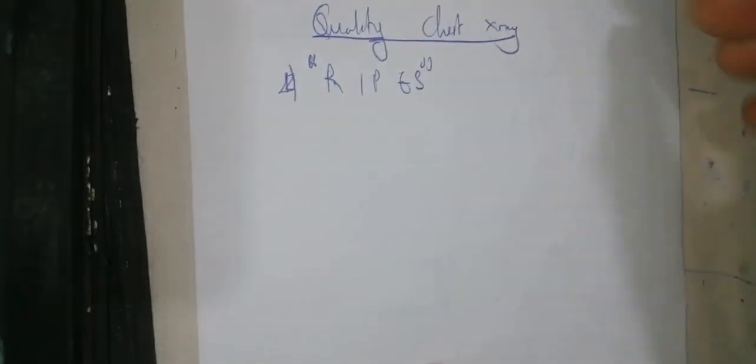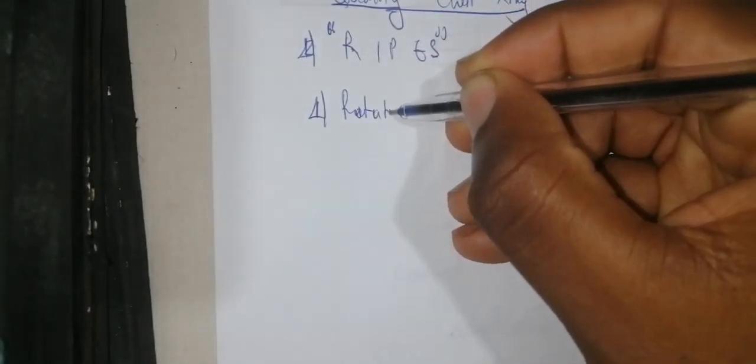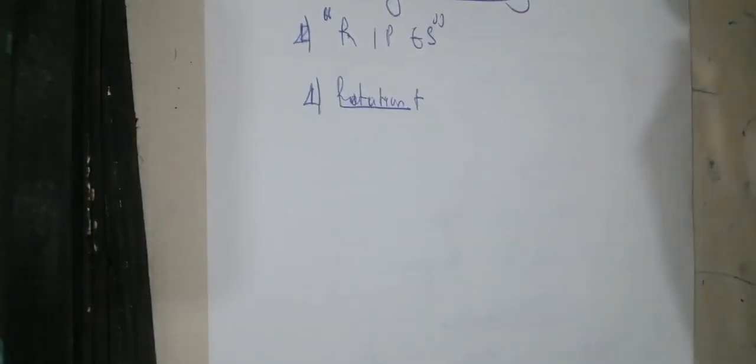Use the RIBES mnemonic. Now, for the RIBES mnemonic, those are the elements. The first element that you have on the RIBES mnemonic is rotation. Is it clear? The rotation.